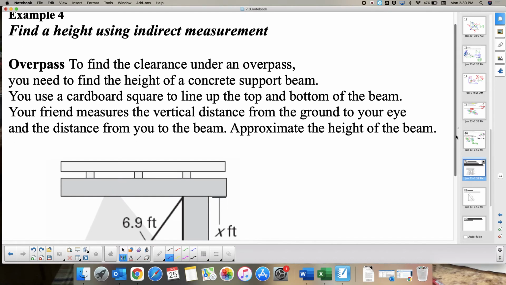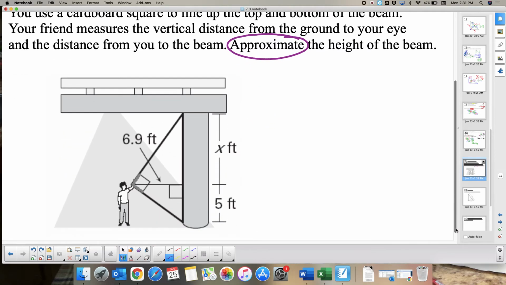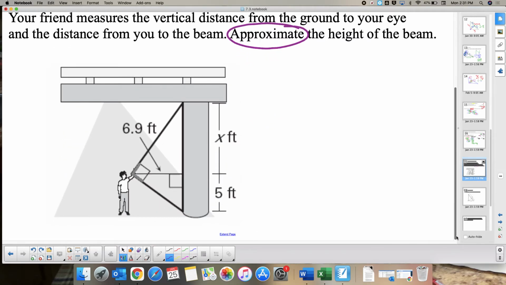So let's take a look at our example then. It says, to find the clearance under an overpass, you need to find the height of the concrete support beam. You use a cardboard square to line up the top and bottom of the beam. Your friend measures the vertical distance from the ground to your eye and the distance from you to the beam. Approximate the height of the beam. First thing I see there is approximate. That means I am allowed to round my answer here. So they even draw me the nice little picture for it.